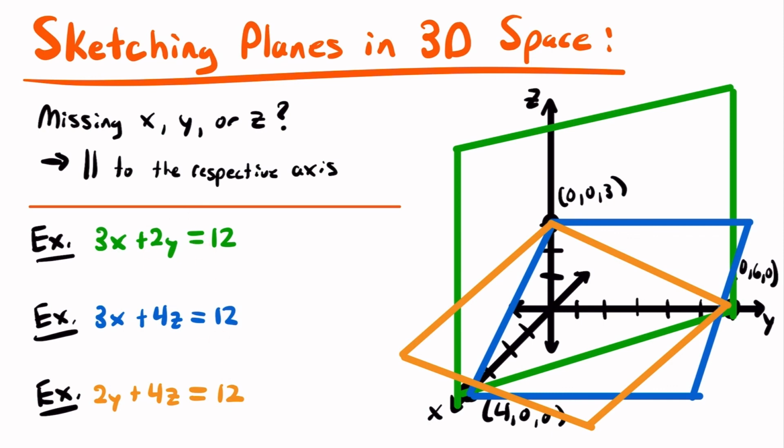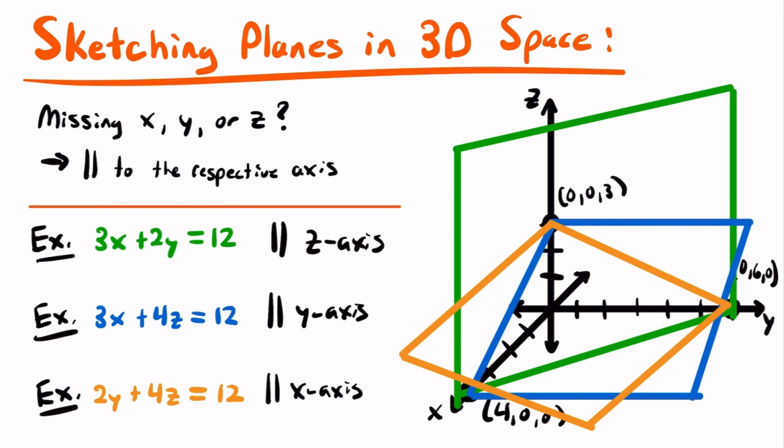Once again, this plane was parallel to the z-axis. The second plane was parallel to the y-axis. And that third plane was parallel to the x-axis. It's all dependent on what variable is missing from those plane equations. Okay, so that's how we sketch a plane when one of those 3 variables is missing.